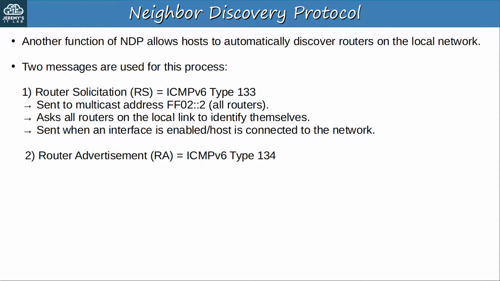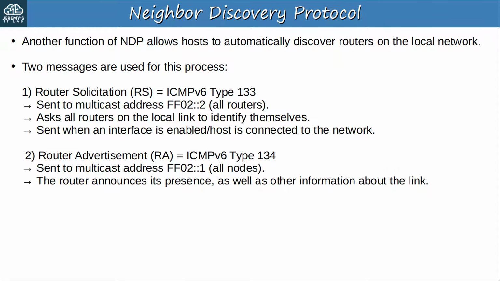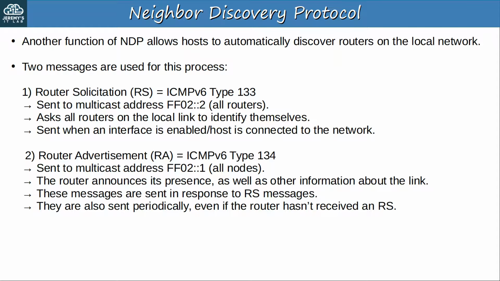The next kind of message is the router advertisement, ICMPv6 type 134. These messages are sent to multicast address FF02::1, the all nodes address. So these messages are received by all hosts on the local link, not just routers. Using this message, the router announces its presence and provides some other information about the link, the local network. These messages are sent in response to RS messages. If a router receives an RS, it will send an RA. However, even if the router doesn't receive an RS, it will send RAs periodically.